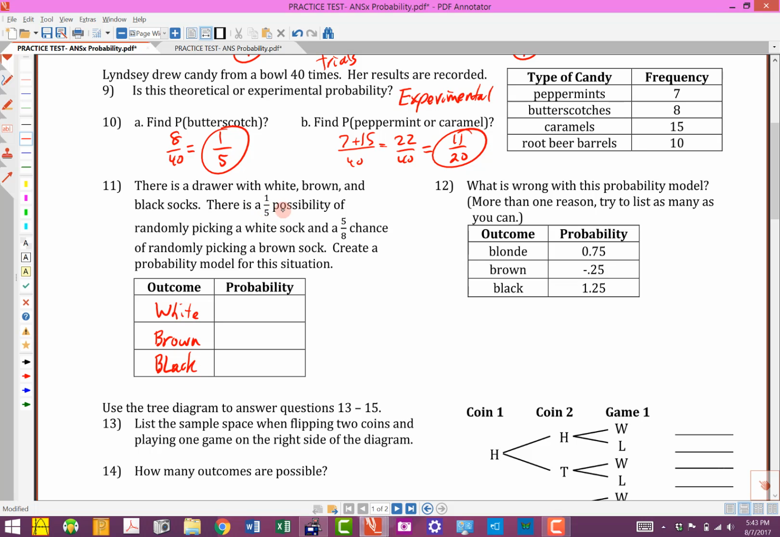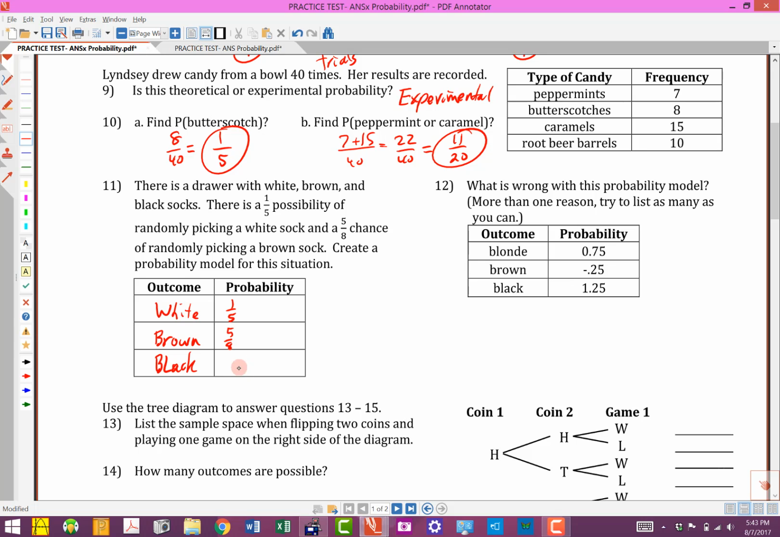Okay, and it says there's a 1/5 possibility or probability or chance or whatever word you want to use of randomly picking a white sock. So we're going to do 1/5, and then a 5/8 chance of picking a brown sock. So this is going to be 5/8. And then we don't know what this one is right here. So it says create a probability model. And remember, for a probability model, you have to have all the outcomes listed, and you have to have each one of their probability, and they have to obey the 2 rules for probability. So one of those rules is that they have to add up to 1. If we add all the probabilities up, it's got to equal 1.